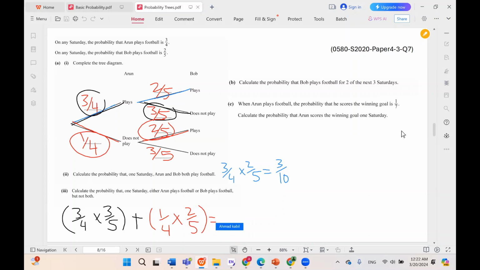And we evaluate this expression. So we have 9/20 for the first one. We have 1/10 for the second one. So we get 11/20 as a final answer.